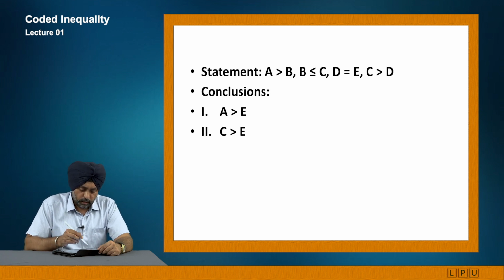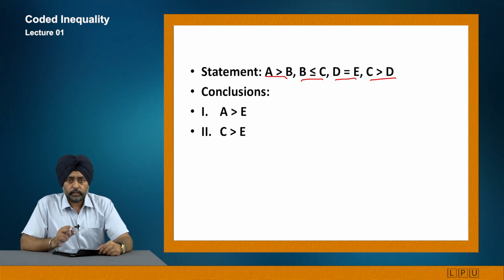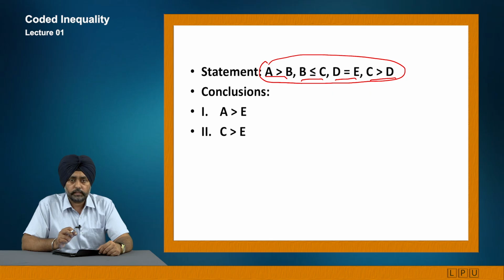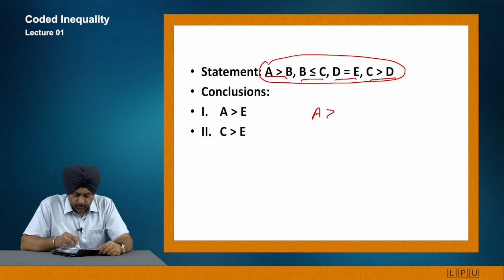First question: A is greater than B, B is less than or equal to C, D is equal to E, and C is greater than D. First thing that we have to do while solving these questions is make a single statement of all these statements. Try to make a single statement to solve it. That will be very helpful. How? So first statement is A is greater than B. B is less than or equal to C. We will write it like this.